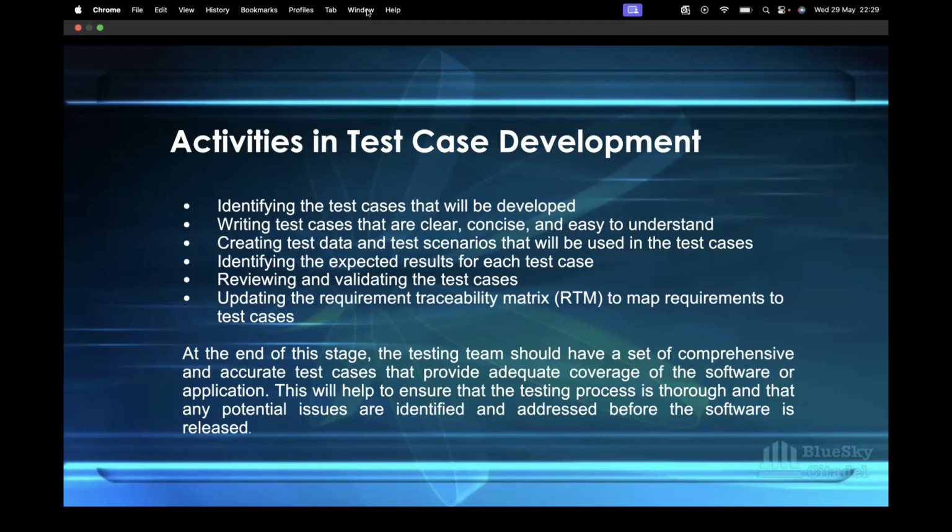So reviewing and validating the test cases, updating your requirement traceability matrix to map requirements to test cases. Like I said, this traceability matrix: when you've completed your test case, you update it on your traceability matrix. So at the end of this stage, the testing team should have a set of comprehensive and accurate test cases that provide adequate coverage of the software or application. Next slide, please.